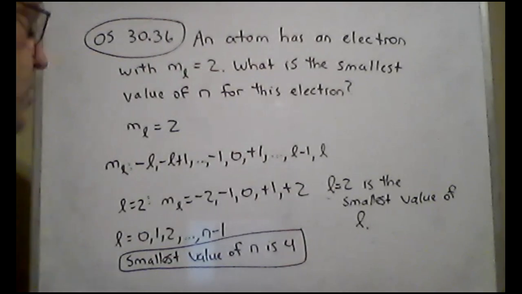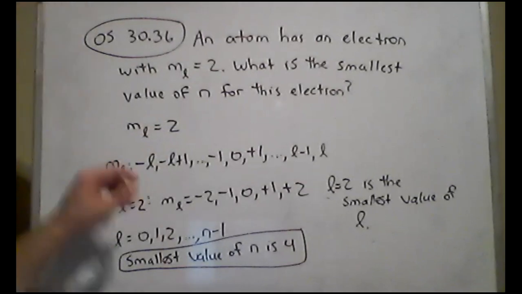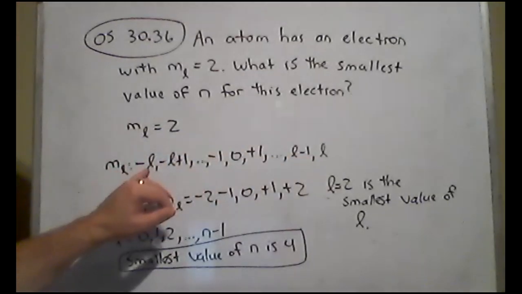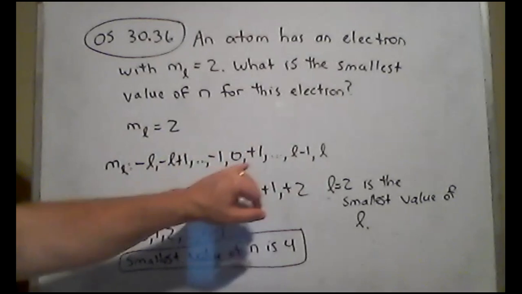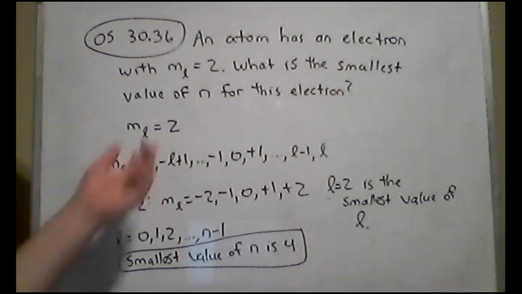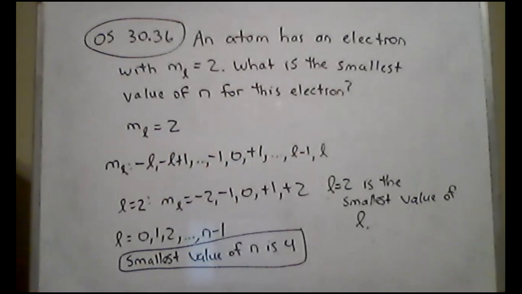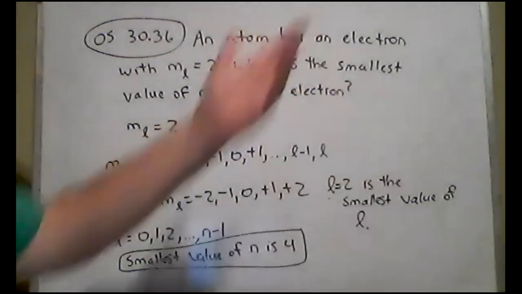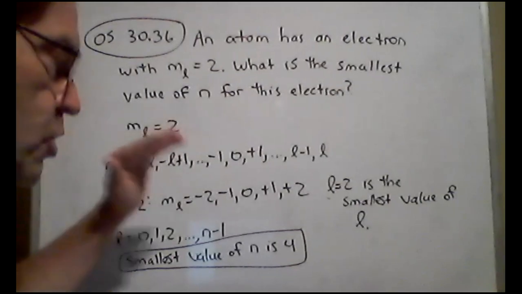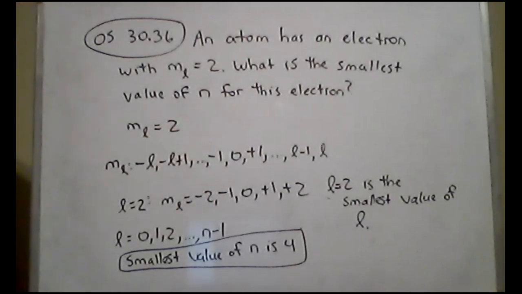Again, let's recall, I was given m sub L equals 2. I know if m sub L equals 2, then m sub L can only range from negative L, negative L plus 1, ..., negative 1, 0, positive 1, ..., L minus 1, to L. So L cannot be 1 because 2 would not be in that range. So the minimum value that L could be is 2. L could be 3 or 4 or whatever, but it must be minimally 2. Again, we're looking for smallest. So if I want the smallest n, then the smallest n will occur with the smallest L.